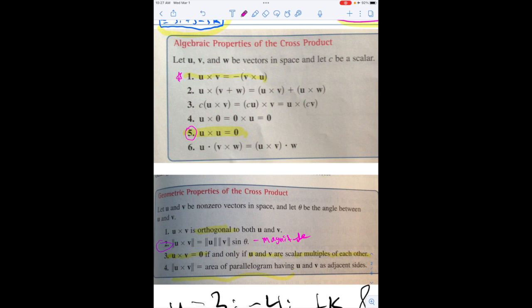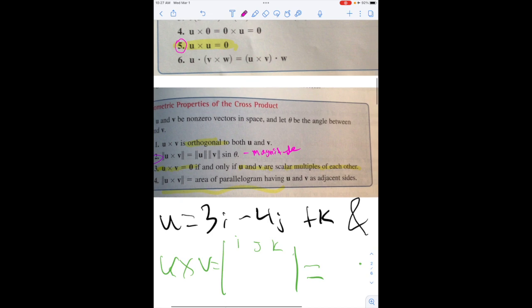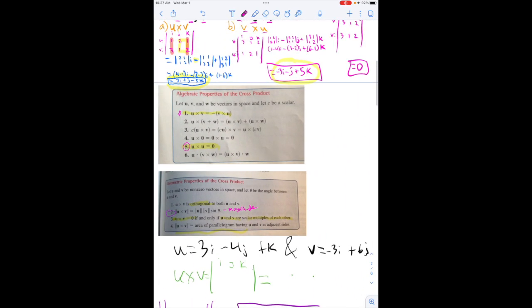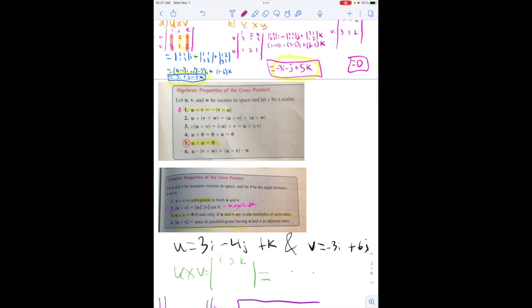Find a unit vector that is orthogonal to both U equals 3I minus 4J plus K, and V equals negative 3I plus 6J. So I'm going to set up my cross product. This is a U and the other one's a V. U cross V.